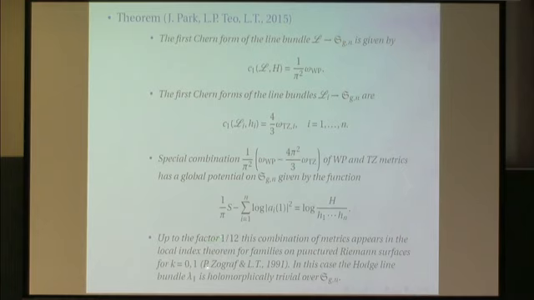And this now corresponds to the Hodge bundle lambda 1, which is trivial over the Schottky space, and therefore over the Schottky space this combination has a global potential. Therefore this difference of classes is 0 on Schottky. So that's about line bundles and Chern forms.